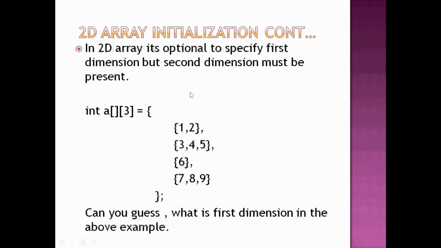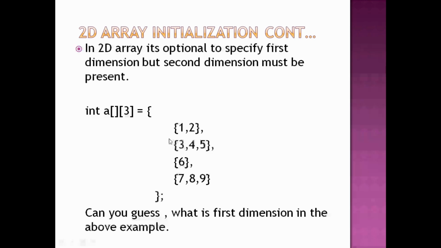Okay, let's take this example. So in the two-dimensional array, this first dimension is optional. Okay, if you want you can skip, you can avoid writing that particular dimension, but the second dimension, the column size, is a must. Okay, that must be written.